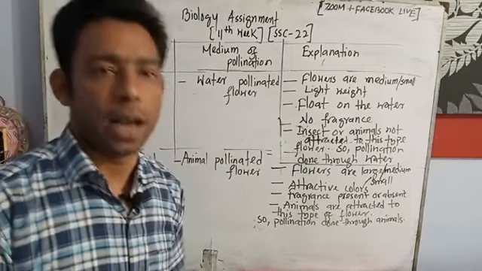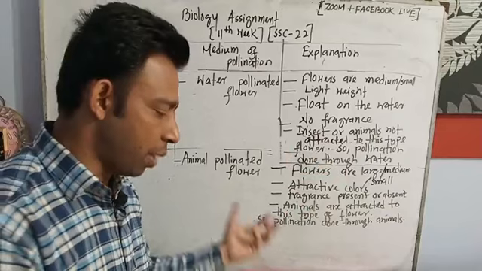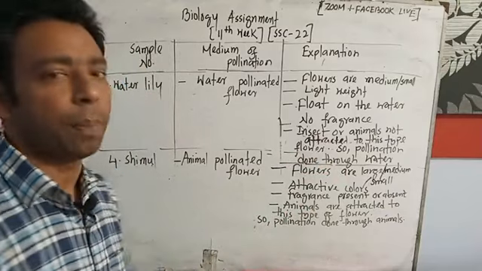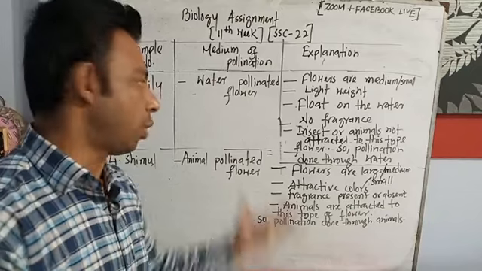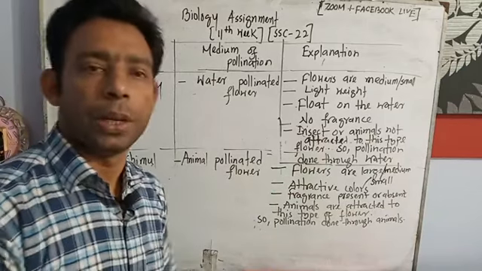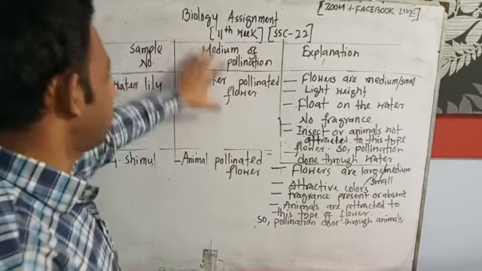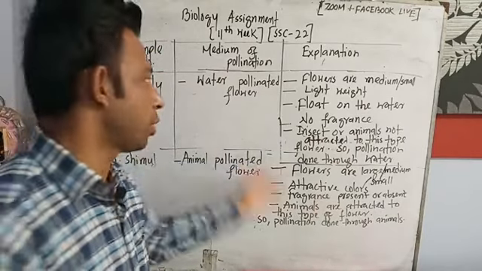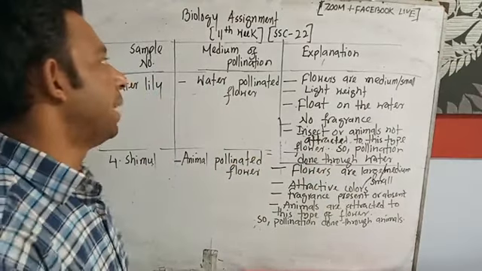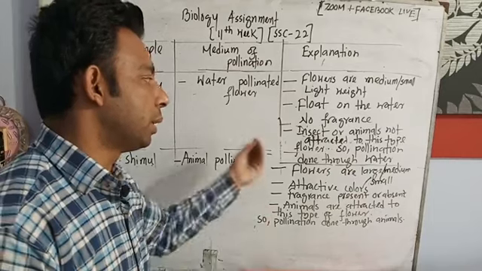I gave you a guideline. You can go through with this concept, you can add something, you can change the sample number, you can write up some information, add it from the book or any sources, and then you can complete your write up in this way. This is the three steps. First step, second step to find out the pollinating agent, medium of pollination, and then the explanation behind the medium we are selecting. And this is all about the assignment.